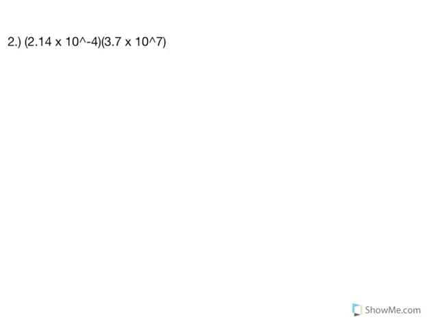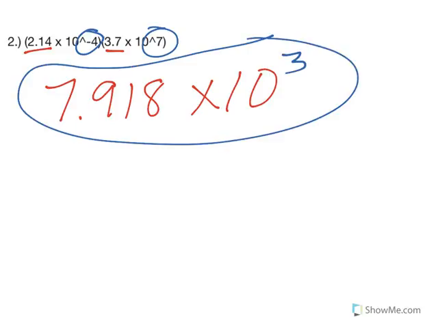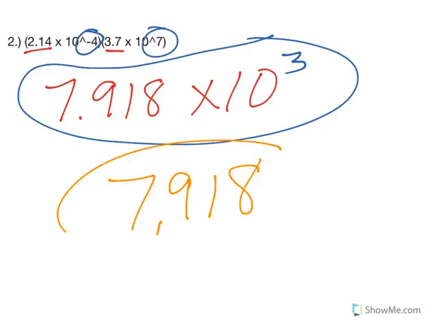Let's multiply. 2.14 times 3.7 will give me 7.918. And if I multiply, I will add my exponents. So negative 4 plus 7 is 3. Scientific notation. To go standard, I'm going to move it 3 places to the right because it's positive, and my answer is 7,918.